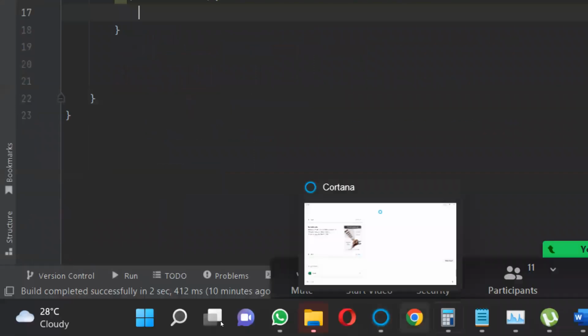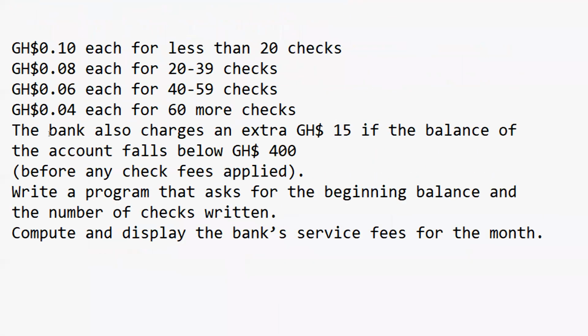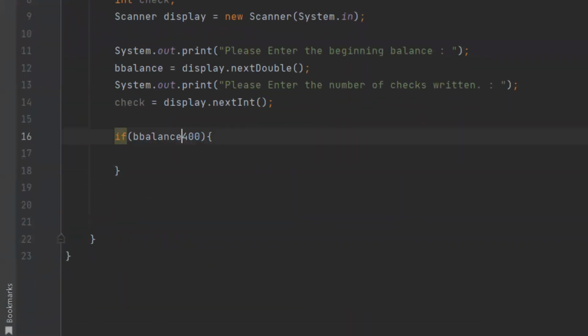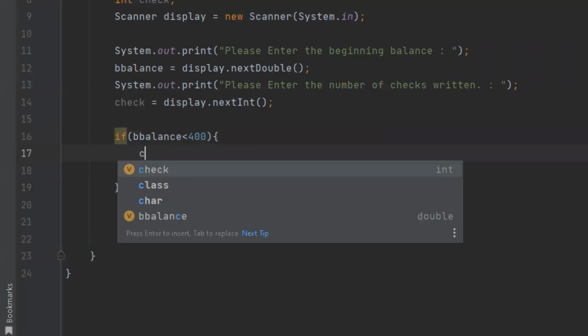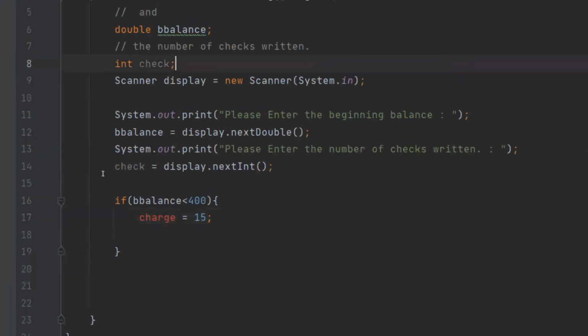Are we okay? Now, what did they say we should do if your beginning balance is greater than 400? Let's come back here. It says the bank also charges an extra 15 cedis if the balance of the account falls below 400. So we are not even looking for people who are above 400. We are looking at people who are below what? 400. And if you are below 400, then our charge to you is going to be what? 15. Case closed.